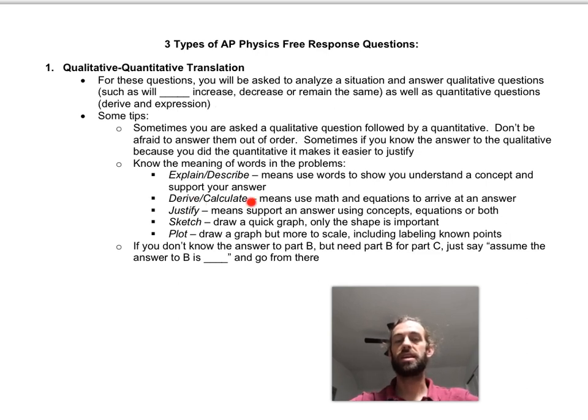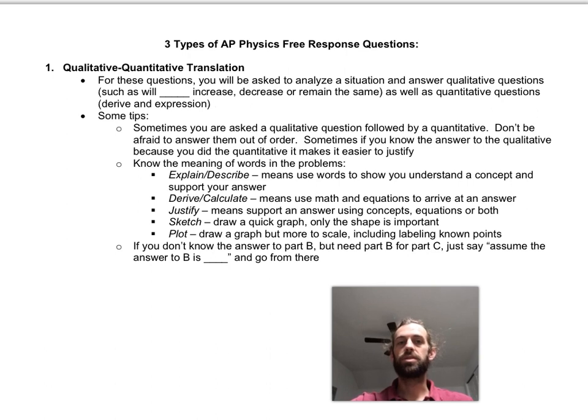Derive or calculate means the exact opposite. That's where we are going to use our mathematical reasoning to come up with an answer. So there you should be using derivations, you should be using math, etc. Justify is kind of like a hodgepodge of them both. That means you could use equations, you could use words, you could use a combination of the two. So there's lots of different options.